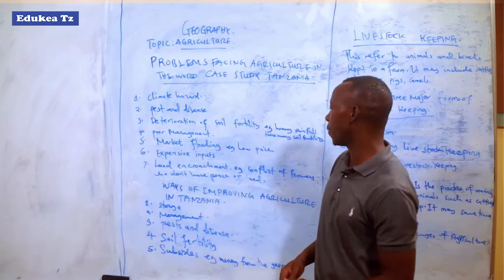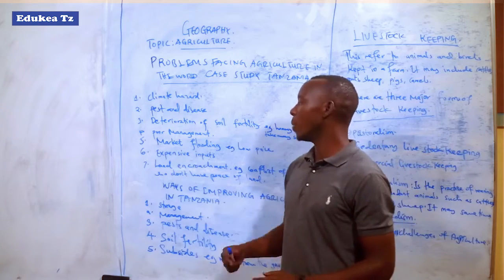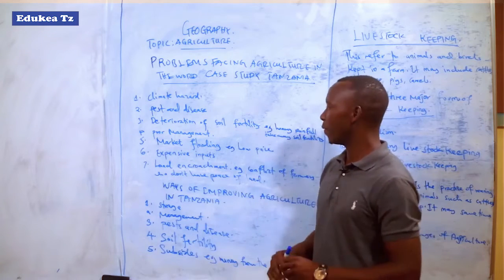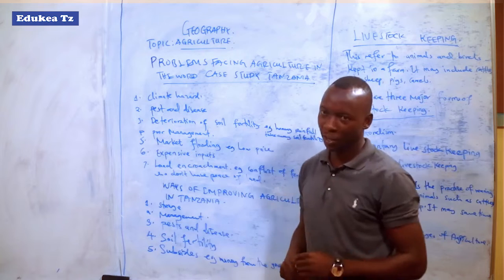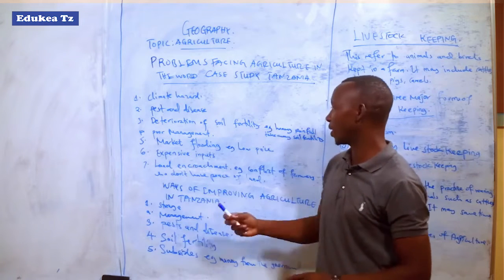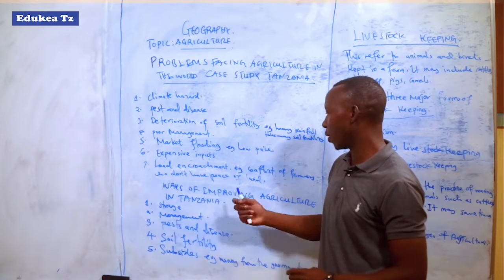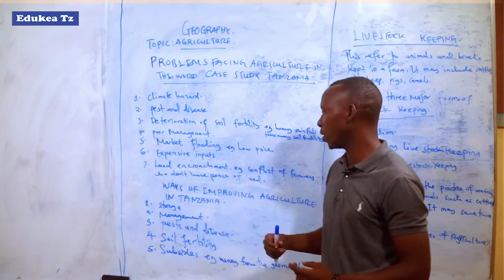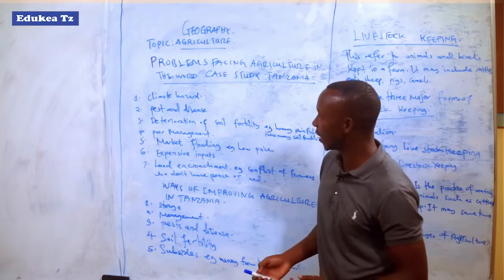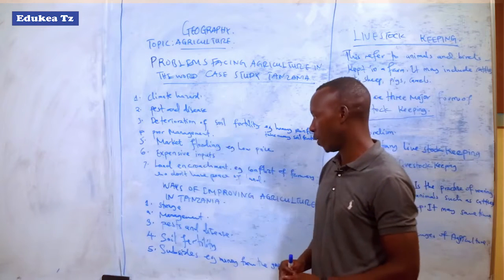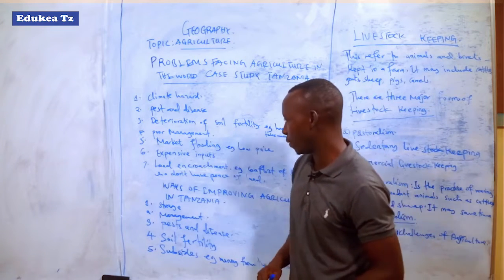Another is market flooding, for example low price. Market flooding means that if there is higher production but low demand, automatically the price of the crops cultivated or of the raw material will be low. So this low price of material will lead to problems for agriculture or for the farm.